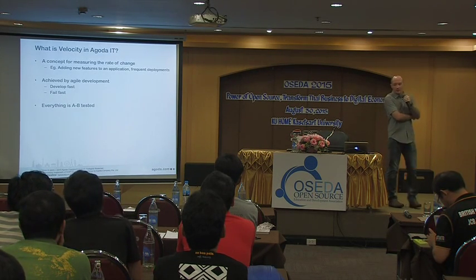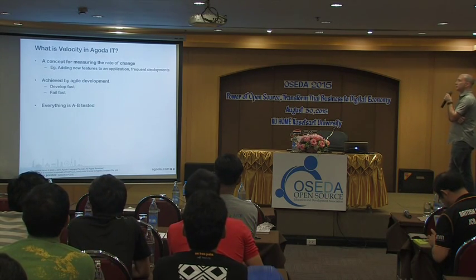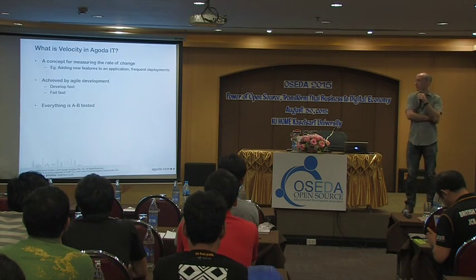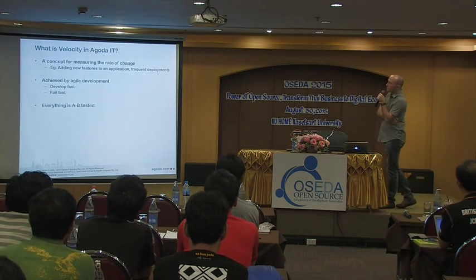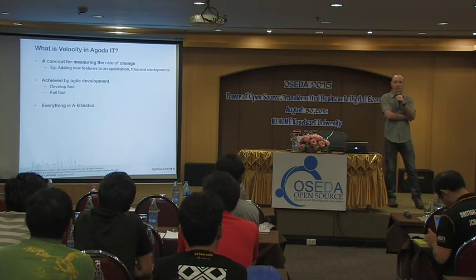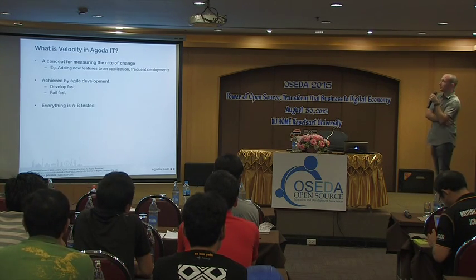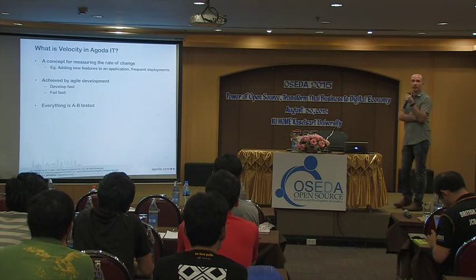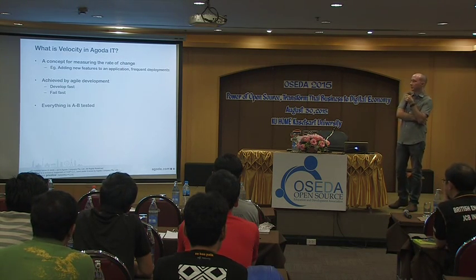So velocity, this isn't a product or anything, this is a concept. So it's measuring the rate of change. So how quickly we add new features into our applications, how frequently we can deploy into our data centers. With applications, it's fairly easy to use agile development. We can deploy every week, every couple of weeks, depends on how long the sprints are. But with infrastructure, normally you don't have agile infrastructure, but that's what we're aiming for. We want to be able to change quickly.